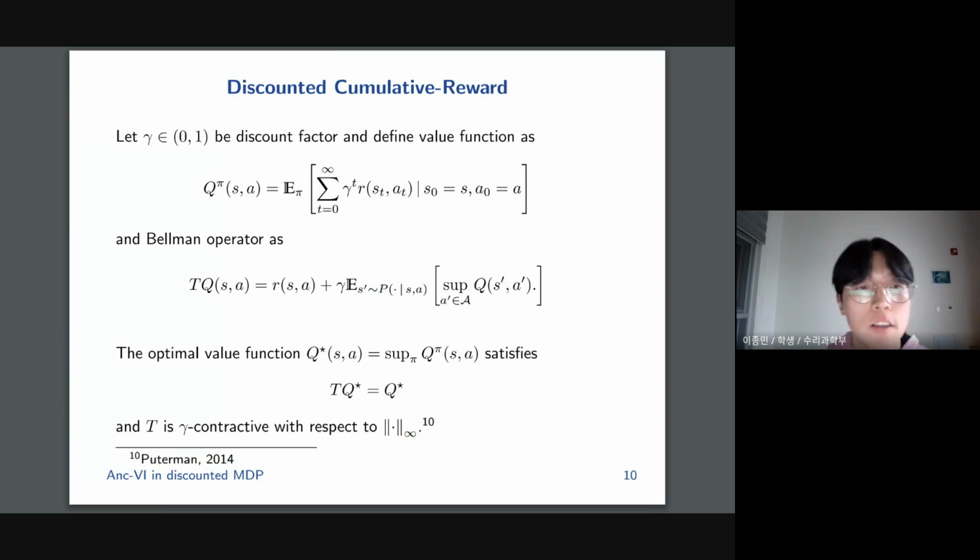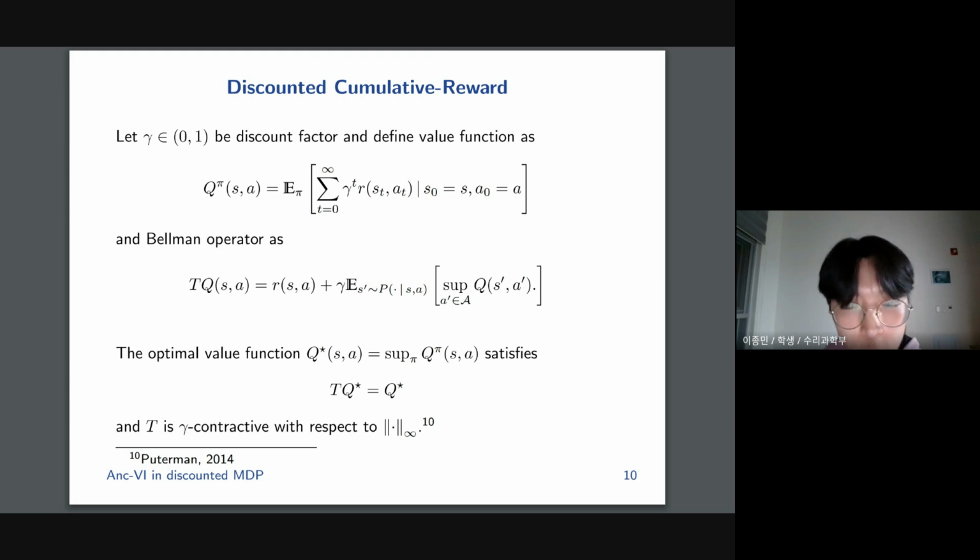In this section, we consider the discounted cumulative reward. Let gamma be a discount factor that lies between 0 and 1, and define the value function as follows. In the definition, in the bracket, you can see the infinite sum of discounted rewards, and then we take the expectation over all trajectories induced by the transition probability and policy. We also define the Bellman operator as follows. And it is well known that the optimal value function Q star, which is the supremum of Q pi over the policy, is a fixed point of the Bellman operator.